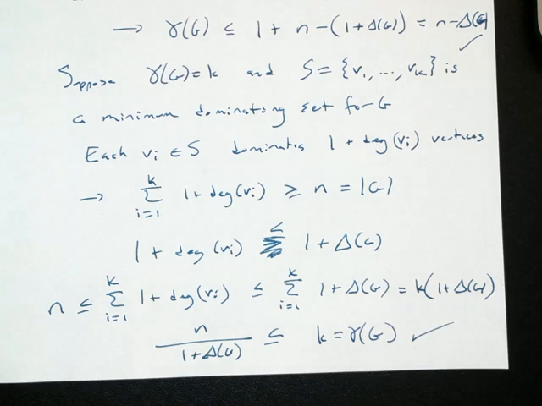These bounds are sharp. They can actually be attained. You can create graphs where the domination number is exactly n divided by 1 plus the highest degree, and you can create graphs where the domination number is exactly n minus the highest degree.